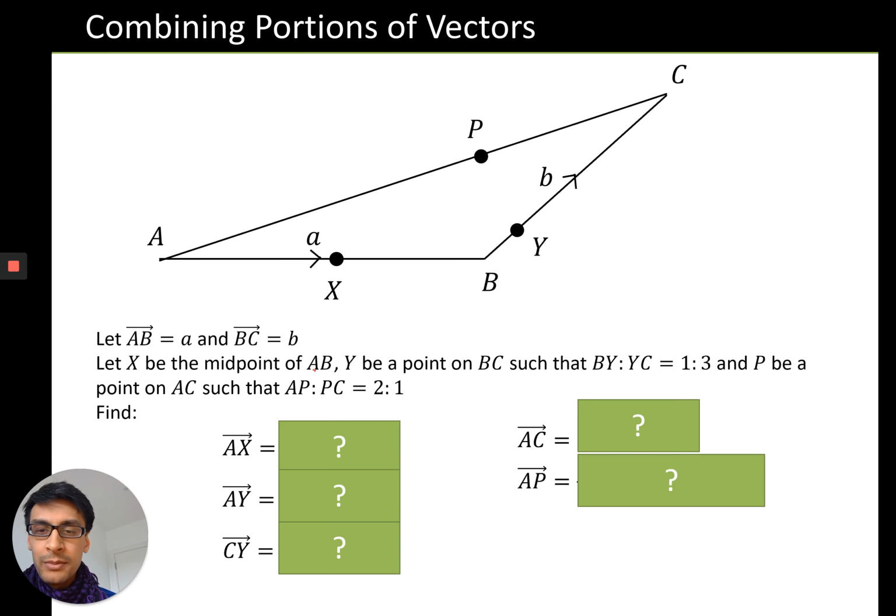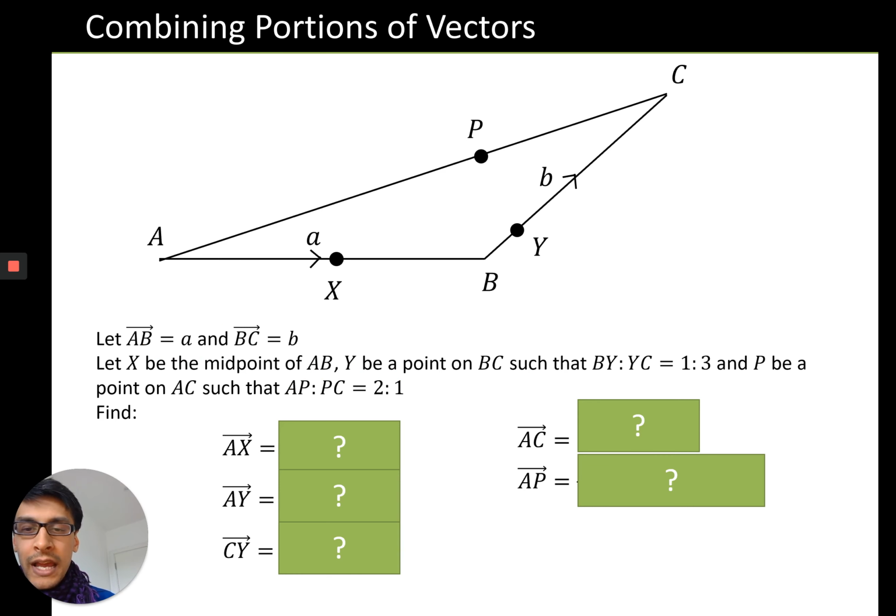X is the midpoint of AB. And Y is a point on BC such that BY to YC is 1 to 3. And P is a point on AC such that AP to PC is 2 to 1. So the ratios are actually very simple here.